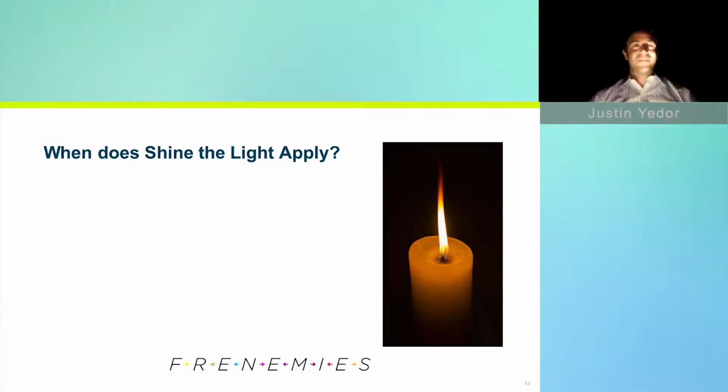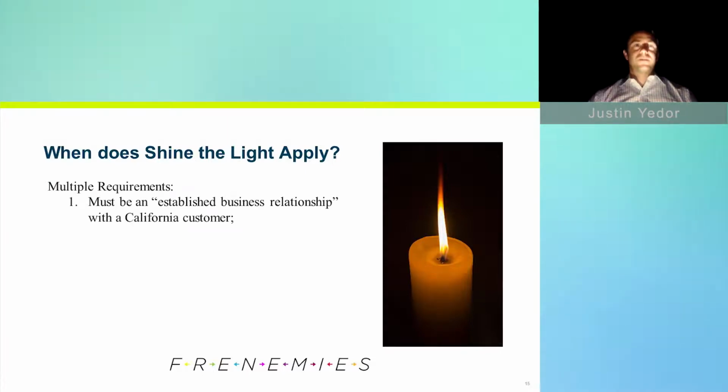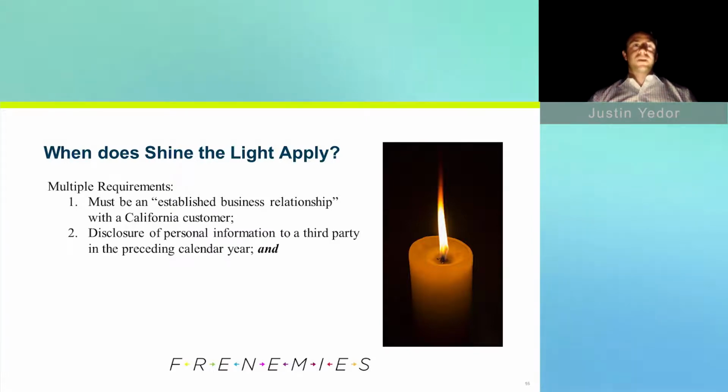When does Shine the Light apply? There are multiple requirements. First, there must be an established business relationship between the business and a California consumer. And an established business relationship essentially means either that there is an ongoing relationship, or if the relationship is not ongoing, that there have been less than 18 months since the time of purchase of the product or service from the company. Note that if the relationship is ongoing, a purchase need not have been completed in order for Shine the Light to apply. Second, disclosure of personal information to a third party in the preceding calendar year.